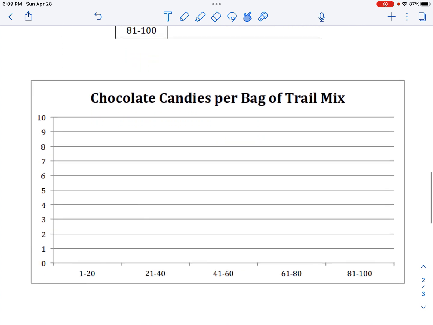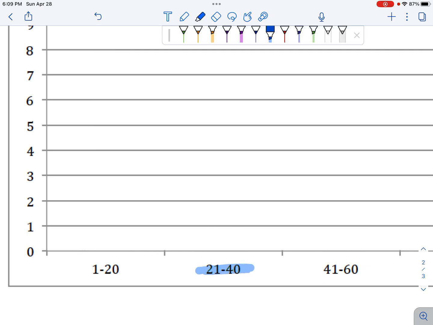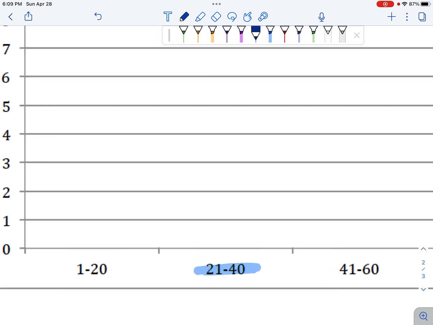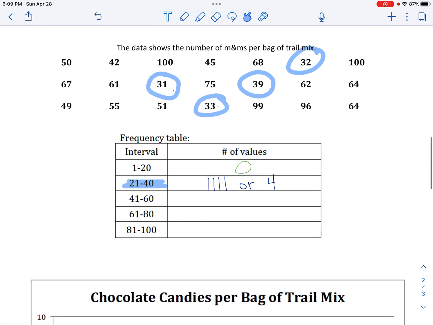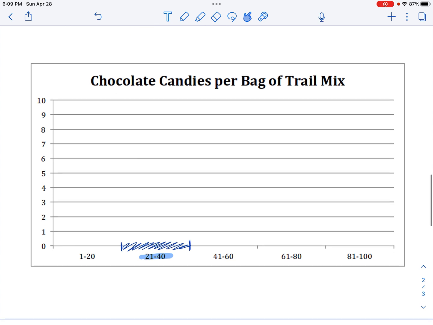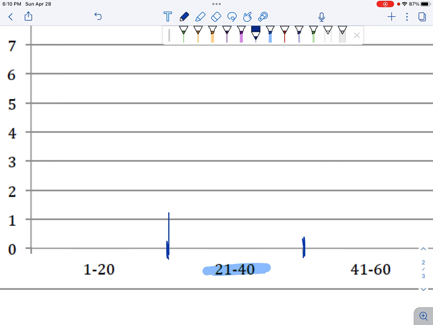When you go down to the histogram, I can see 21 to 40 is here, and I can see these lines here. See them? That means the 21 to 40 bar has to be completely between those with no gaps. All right, let me look back one more time. There were 4, right? 1, 2, 3, 4. Yep, there were 4. All right, so we're going to make a bar that goes up to 4.